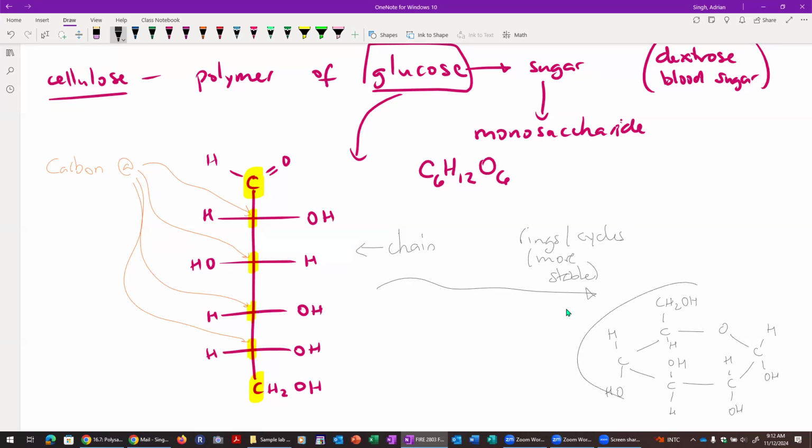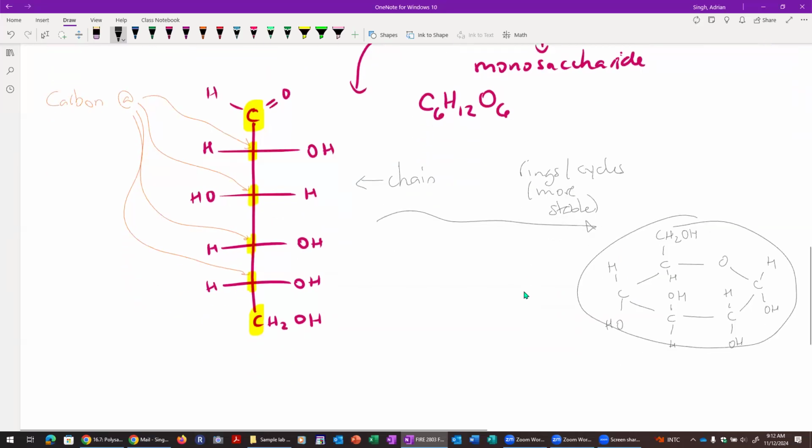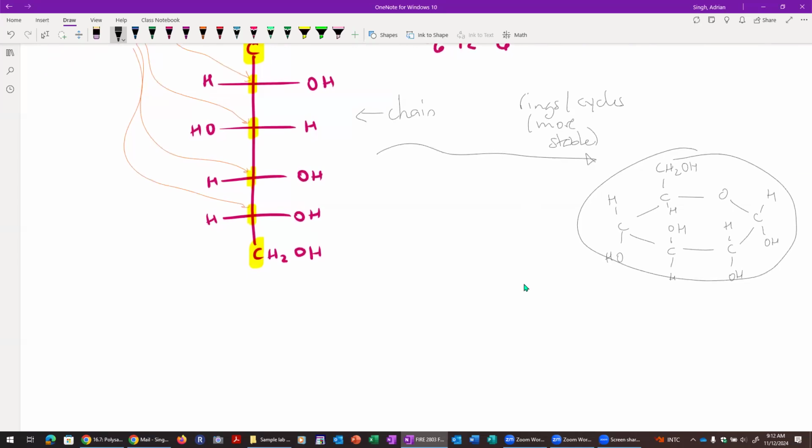So this ring structure here is actually more stable. And this is the way that glucose is going to exist in normal situations in your body, in solution, when it's dissolved in water, for example. So cellulose is simply a polymer of this. It's one of the polymers of glucose. So specifically now we're going to have hundreds of thousands of these glucoses that are linked together to give you this cellulose structure.